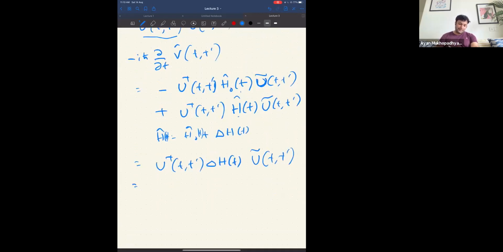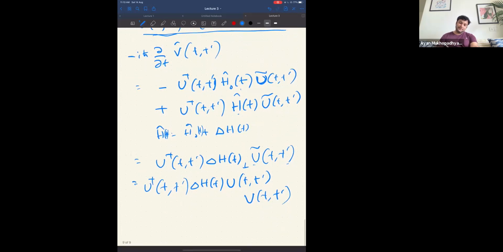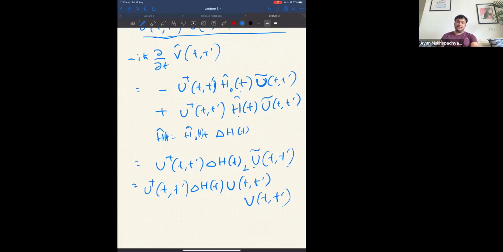But I can rewrite this as U dagger(t,t') delta H(t) U(t,t') again, and then U dagger U tilde. But this is nothing but V itself. So here I just inserted U dagger, and U dagger U tilde is V itself, that's the definition of V. I just included U dagger here, and then I get this.